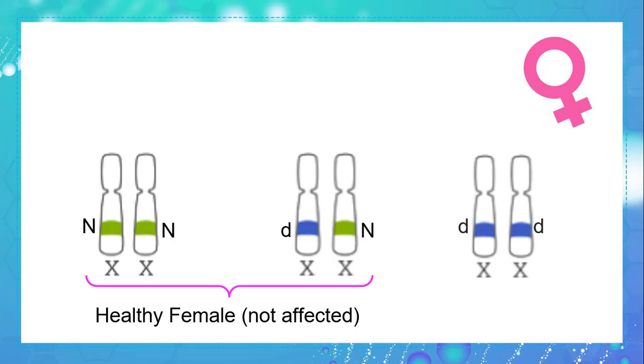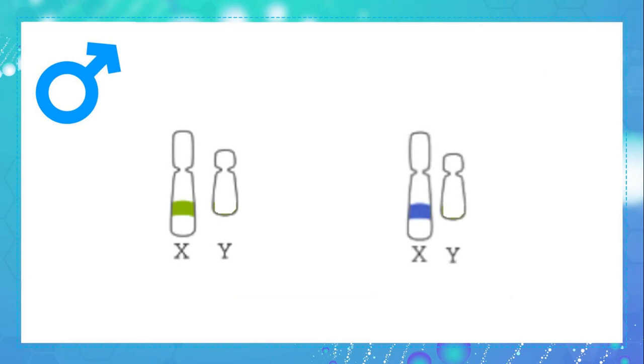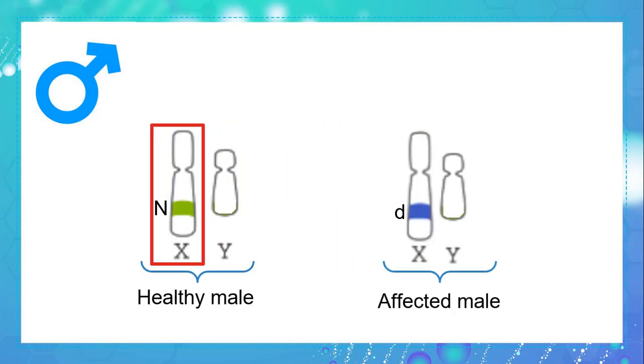The only female affected by this disease will be the one having a mutant allele on each of her X chromosomes. But when it comes to a male, this allele is not carried on the Y chromosome and only carried on the non-homologous part of the X chromosome. Thus, only one mutant allele on the X chromosome will make the male affected by the disease, since this allele is not masked by any other allele. And the male will only be healthy if the X chromosome carries the normal allele.